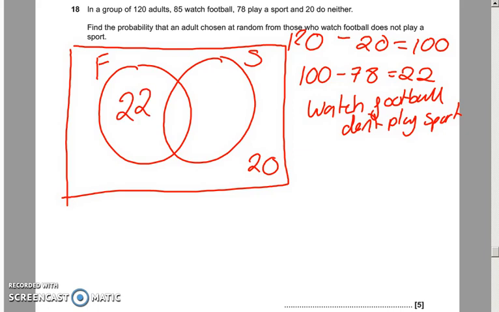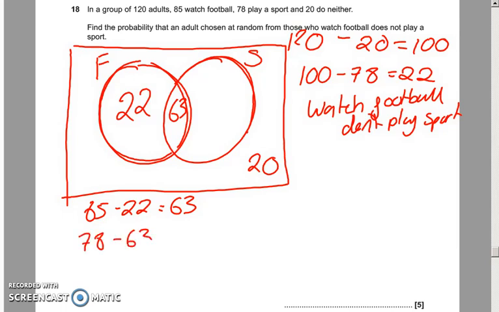So with that number we can instantly put that into here. Okay. Now we know the whole of football is equal to 85, so let's do 85 minus 22. The answer is 63. So we know 63 has to go in there because that whole circle represents 85. Let's go to the sport side now. The whole of sport represents 78, as in the question. So we do 78, take away 63, and the answer is 15. So we know 15 play a sport but don't watch football.